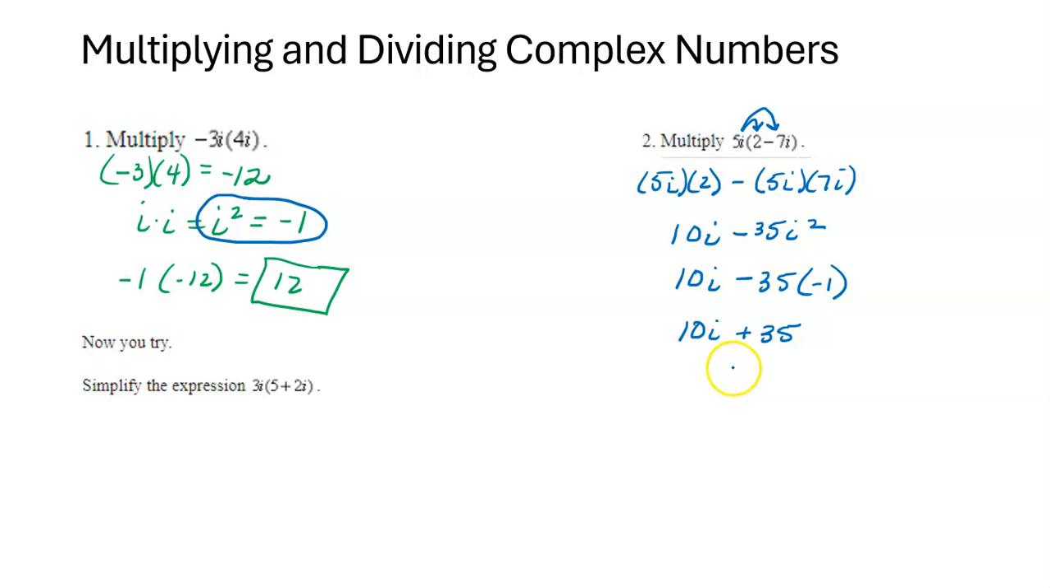I think that the common notation is to put the real number first. I wouldn't count either of these wrong.